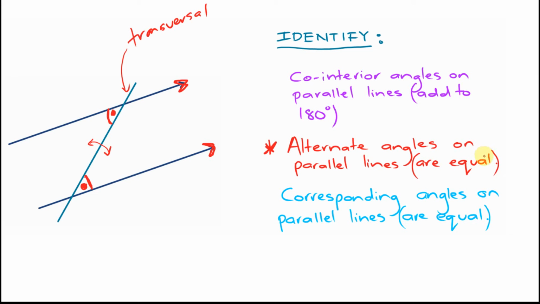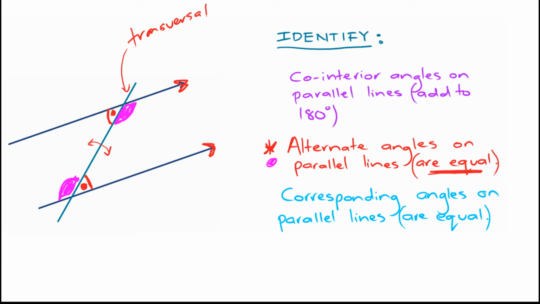So alternate angles on parallel lines, if you were to measure them, they are actually equal. So these two angles are equal. Another pair of alternate angles would be this angle here. Okay, so I've just colored that in pink, and this angle. So if you identify the transversal, these two angles in pink are on alternate sides of the transversal, but they also touch the parallel lines. So those two angles are alternate angles.